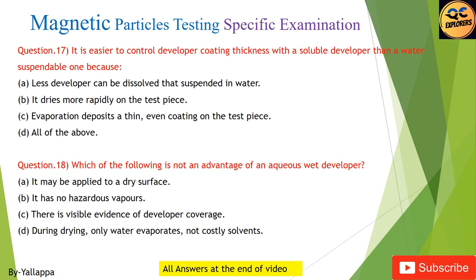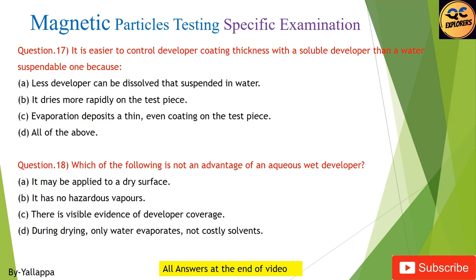Question 17. It is easier to control developer coating thickness with a soluble developer than a water-suspendable one because less developer can be dissolved than is suspended in water; it dries more rapidly on the test piece; evaporation deposits a thin, even coating on the test piece; all of the above.